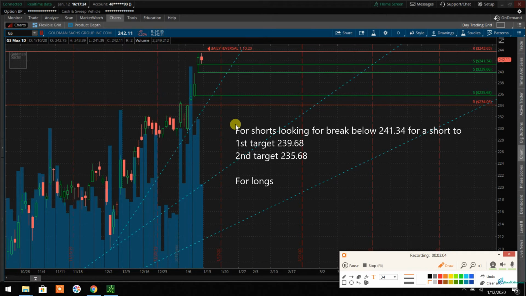For longs, we want this back above 243.65. And that would already be $3. We'd only want another 5 from there, so we're going to go 248 as the price target for the upside. So that's it for Goldman Sachs. Let's move on to the next one.